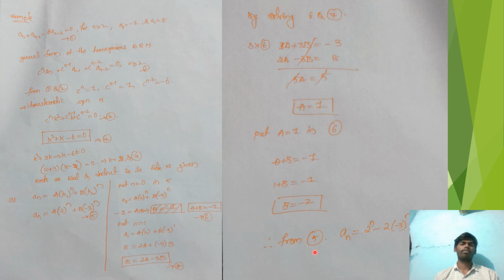So from equation 5, we substitute the a and b values so that we get the general solution of the recurrence relation, which is a_n is equal to 2 to the power of n minus 2 into minus 3 to the power of n. This is known as the general solution for the second order homogeneous recurrence relation.